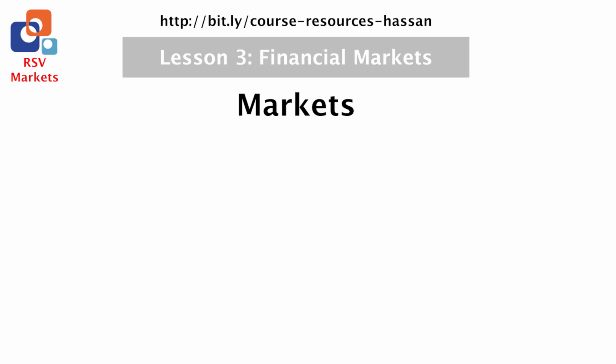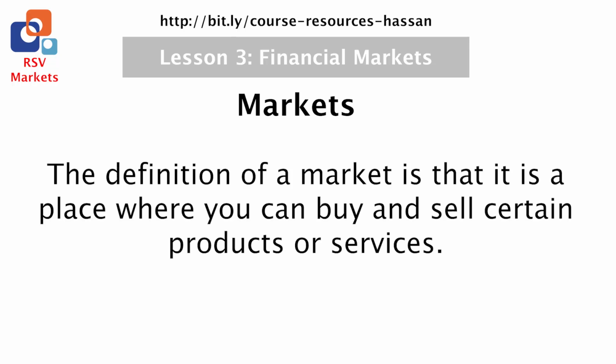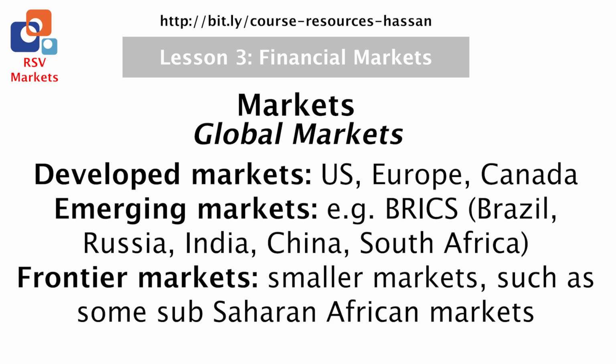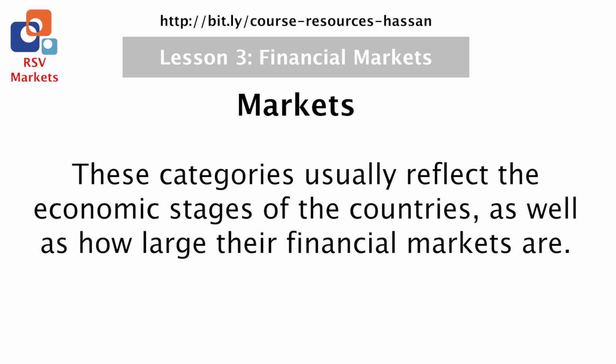So let's get started. Markets. The definition of a market is that it is a place where you can buy and sell certain products or services. Financial markets are markets where we can buy and sell financial instruments or the asset classes we've mentioned in Lesson 2. The global financial markets are usually divided into developed markets like the US, Europe, and Canada, emerging markets like the BRICS, frontier markets, which are smaller markets such as some sub-Saharan African markets, for example. These categories usually reflect the economic stages of the countries as well as how large their financial markets are.